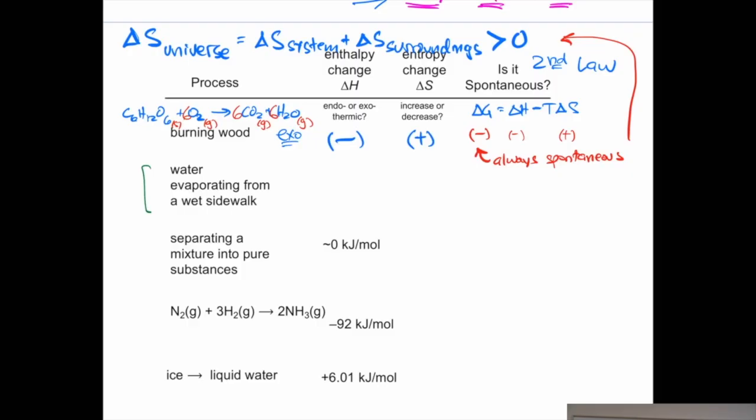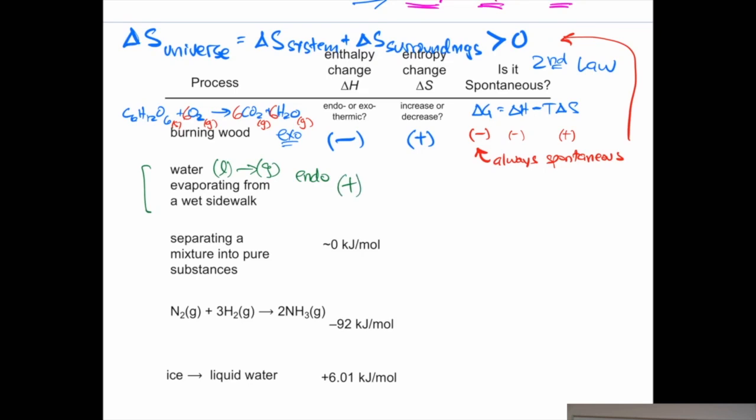It's taking in energy. You're going from the liquid phase to the gas phase, so it takes energy, just like we talked about in the last chapter. It takes energy into the system for the liquid to go to the gas phase. So when water evaporates, this is endothermic, and the sign on delta H is positive.